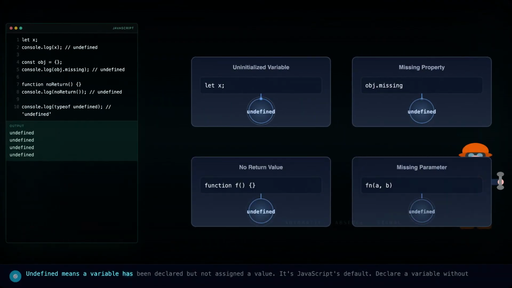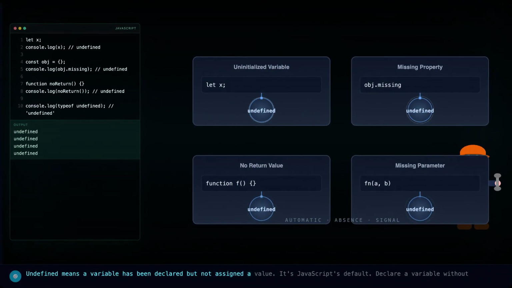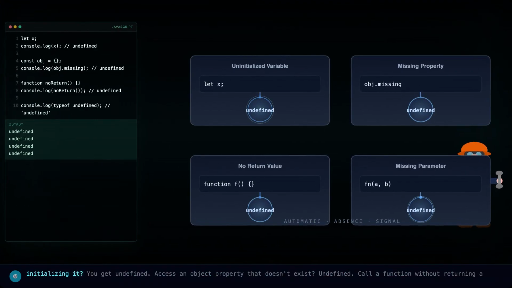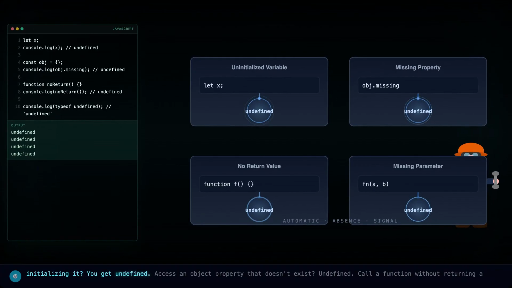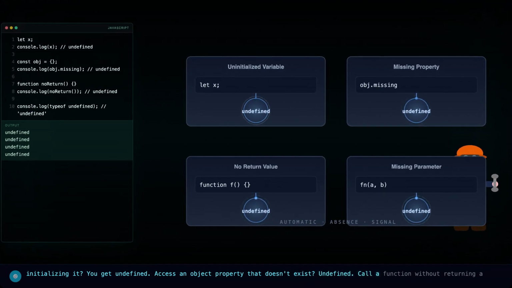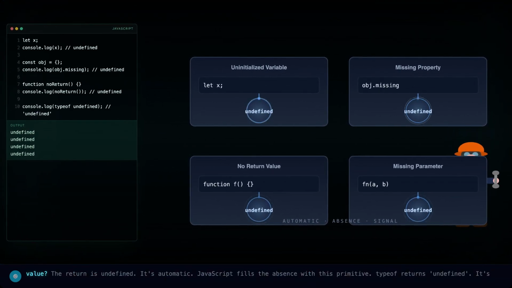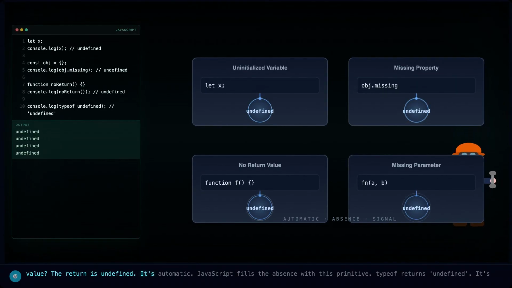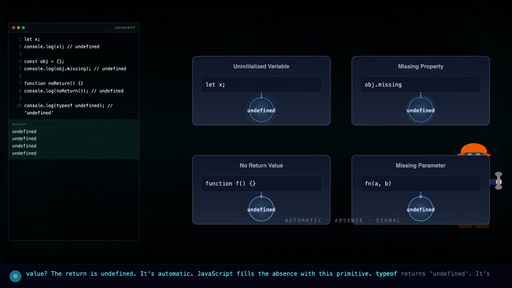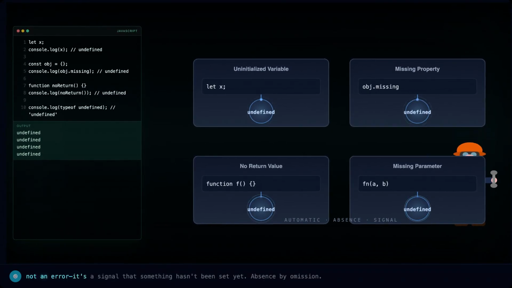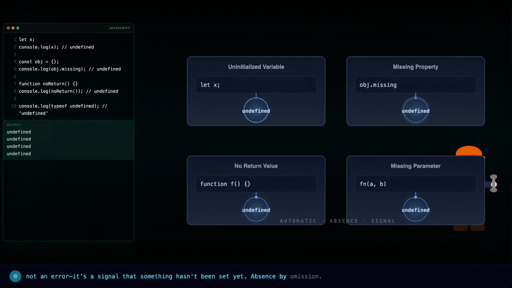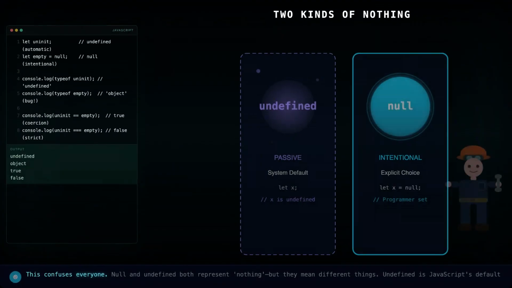Undefined means a variable has been declared but not assigned a value. It's JavaScript's default. Declare a variable without initializing it. You get undefined. Access an object property that doesn't exist? Undefined. Call a function without returning a value? The return is undefined. It's automatic. JavaScript fills the absence with this primitive. Typeof returns undefined. It's not an error. It's a signal that something hasn't been set yet. Absence by omission.